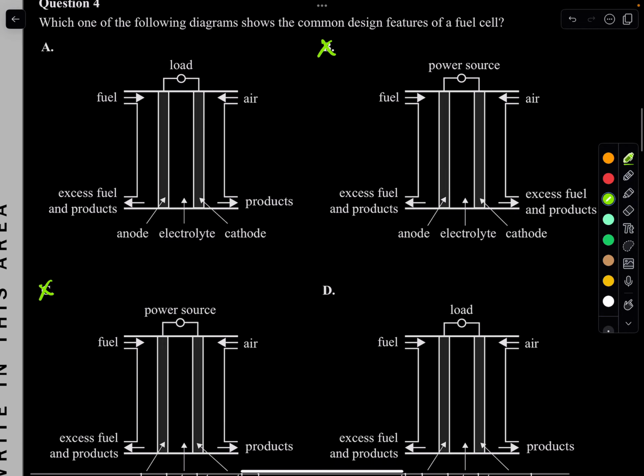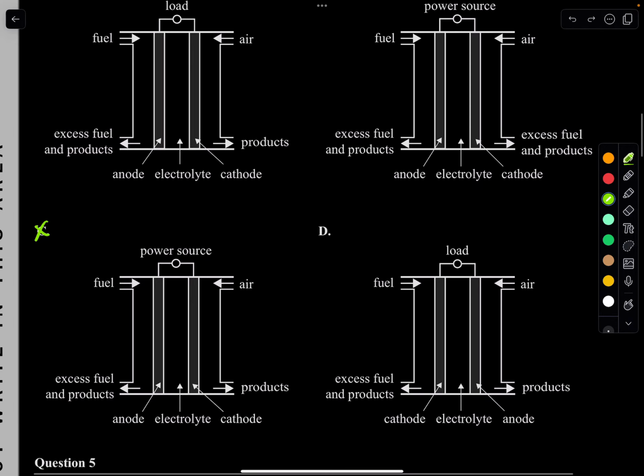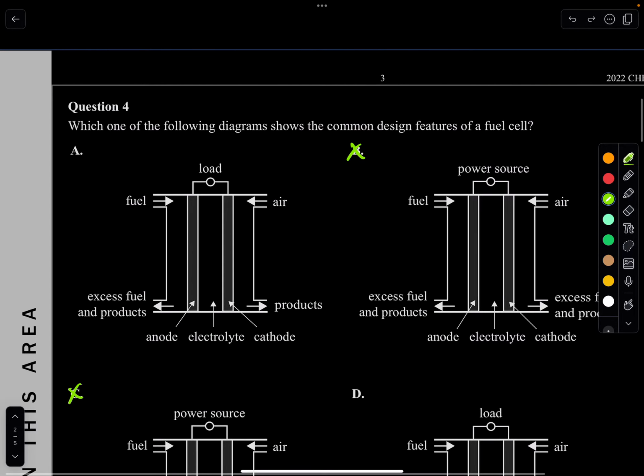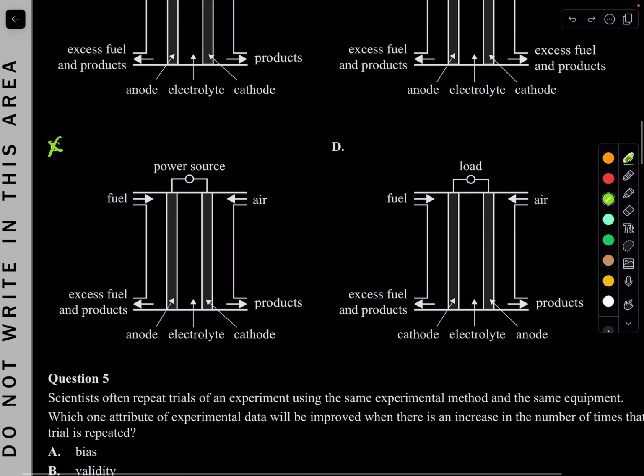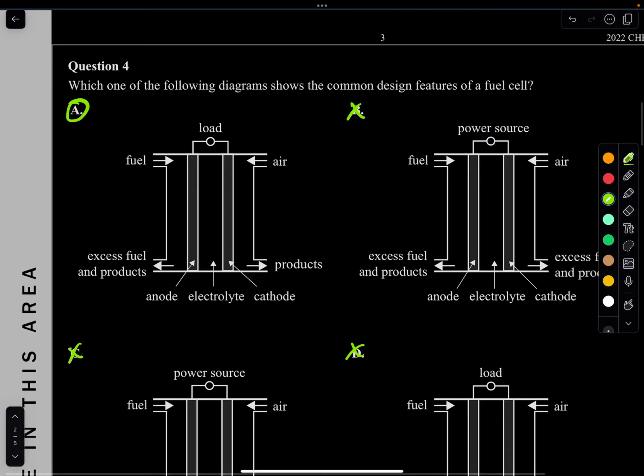So what's the difference between these two? All right, the anode and the cathode. Okay, remember this. In a fuel cell, if you have a fuel, it always normally occurs at the anode. And when you have oxygen gas or air, it always occurs at the cathode. Remember that. So this one's wrong, because the oxygen gas is put into the anode, which is wrong. The anode's normally the fuel. So A. Nice.